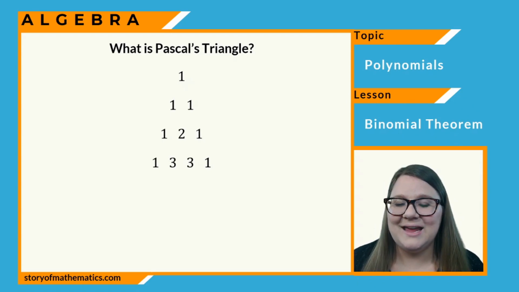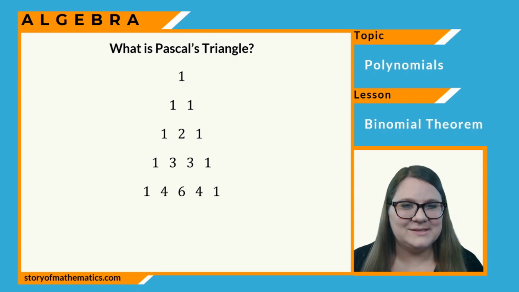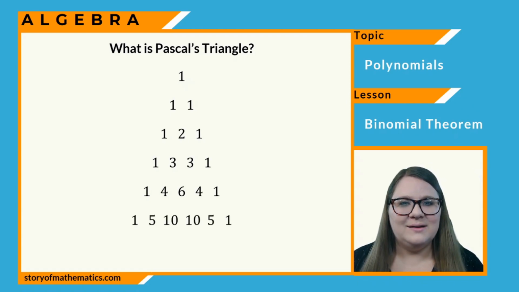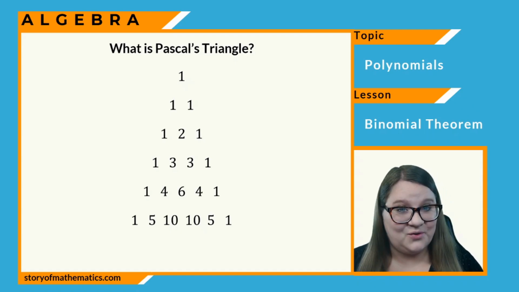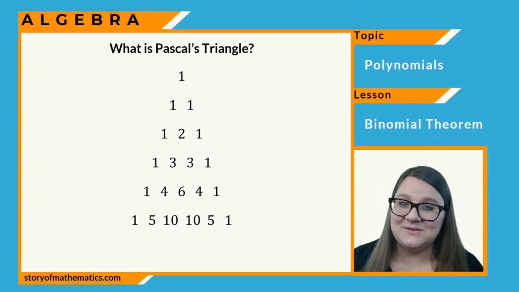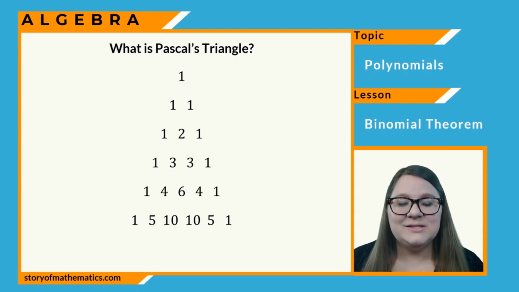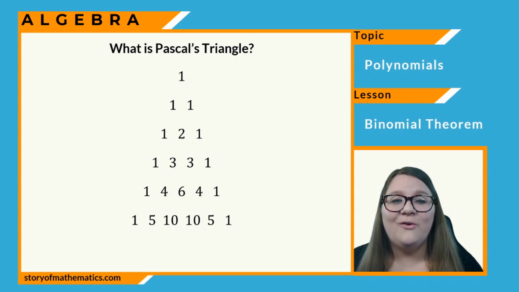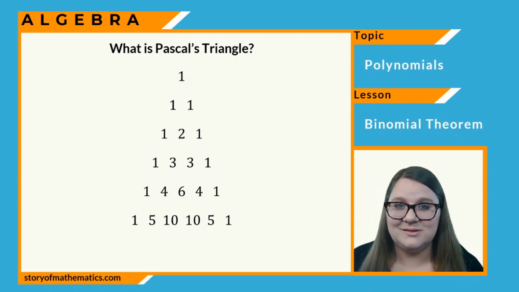Then I do it again. I carry down my 1. I have 1 plus 3 is 4, 3 plus 3 is 6, 3 plus 1 is 4, and I carry down the 1 at the end. Let's do one more row. I have 1, then 1 plus 4 is 5, 4 plus 6 is 10, 6 plus 4 is 10, 4 plus 1 is 5, and then I carry down the 1. So this is just a small part of Pascal's triangle. You could actually continue this down forever, and it'll get larger and larger and larger.